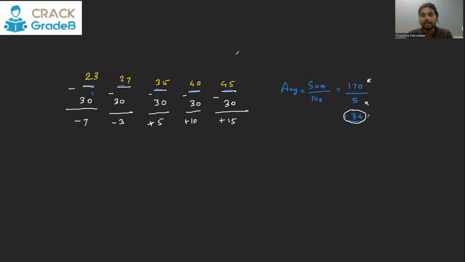So overall, if you see that there are 7 and 3, 10 deficiency and 10 excess, these will cancel each other. So what remains ultimately is these 5 and these 15 extra, that is 20 chocolates extra. So when you already distributed 30 chocolates to each, there are 20 chocolates left extra.